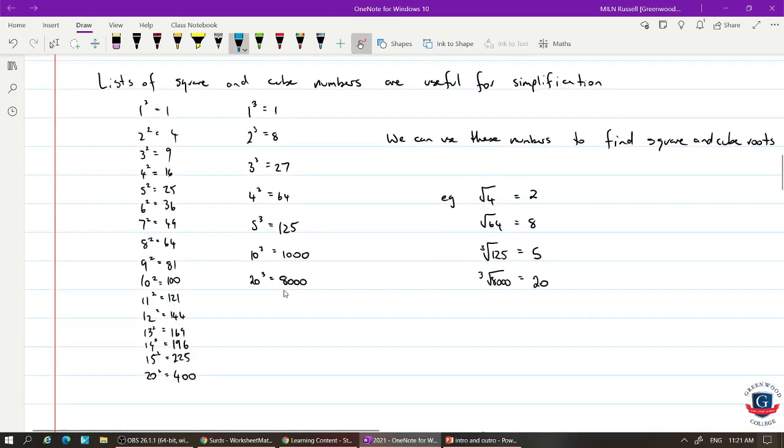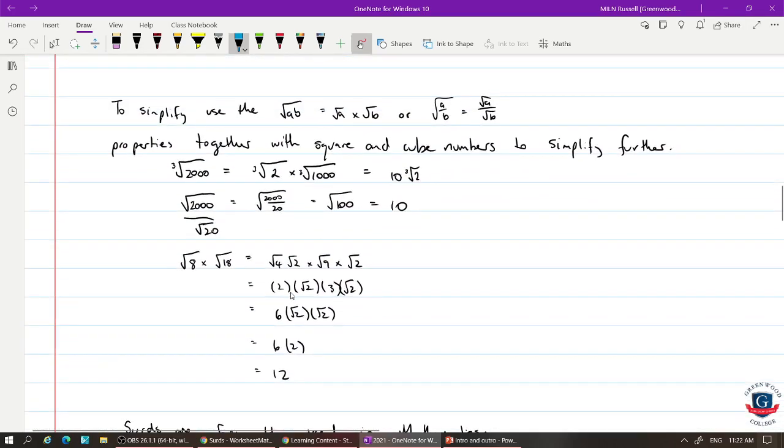So here's a bunch of them. If we wanted the square root of 16, the answer would be 4, the square root of 64 would be 8, the cube root of 1000 would be 10. These numbers, generally speaking, come out of tables or extensions of your tables. So we commonly use these to simplify, and we'll break up terms to find square numbers and multiples of square numbers. So in the case of the cube root of 2000, we know that 1000 is a cube number.